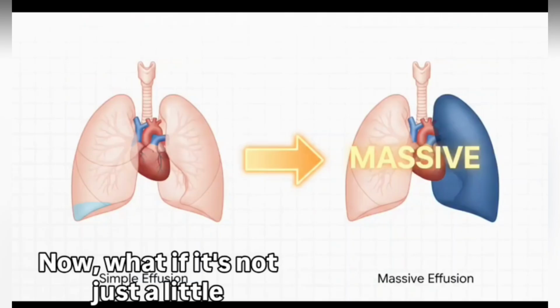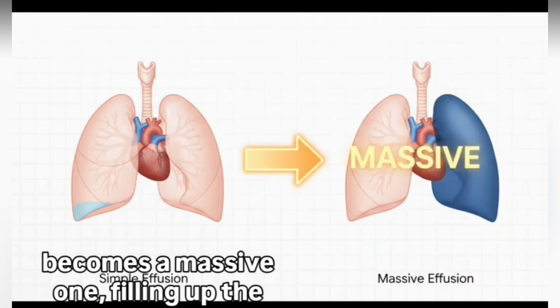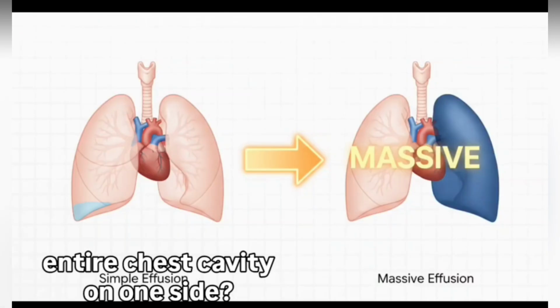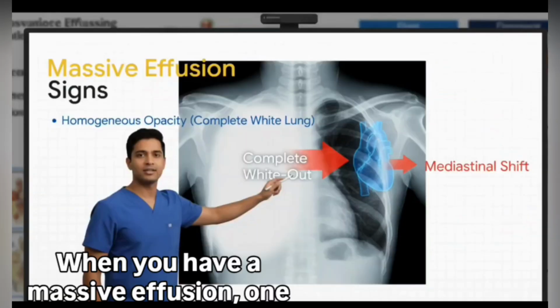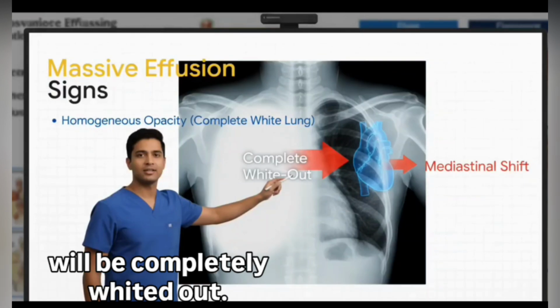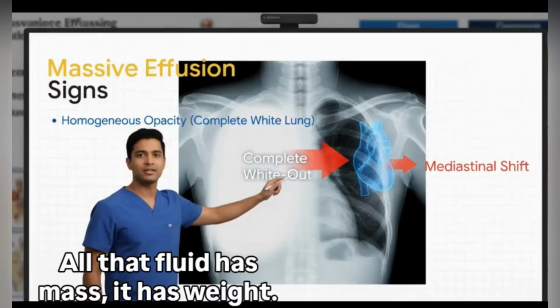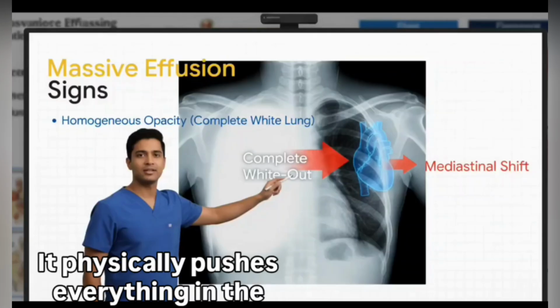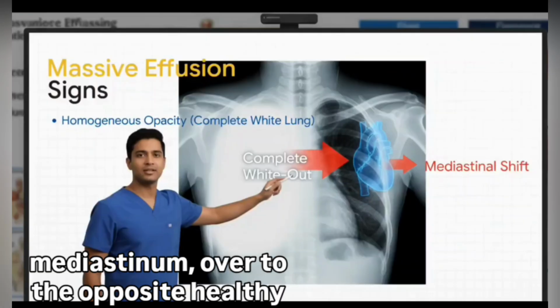Now, what if it's not just a little bit of fluid? What happens when a simple effusion becomes a massive one, filling up the entire chest cavity on one side? Well, then the signs get even more dramatic. When you have a massive effusion, one entire side of the chest, one hemithorax, will be completely whited out. But here is the critical finding, the one you cannot miss. All that fluid has mass, it has weight. It physically pushes everything in the middle, the trachea, the heart, the whole mediastinum, over to the opposite healthy side.